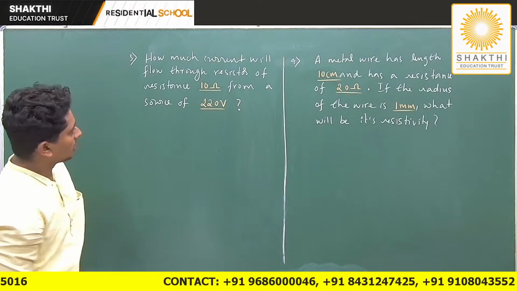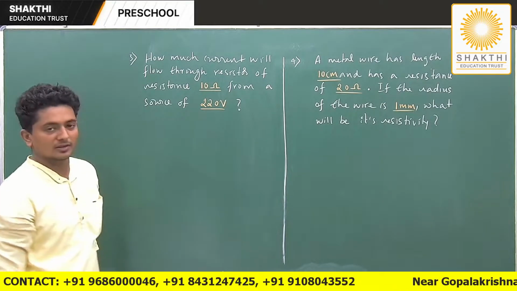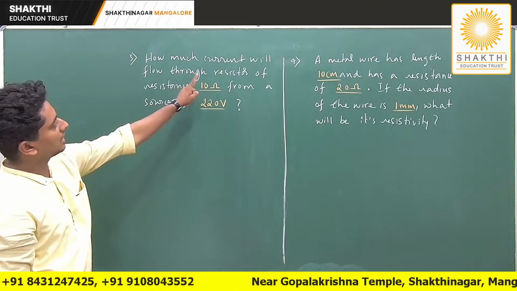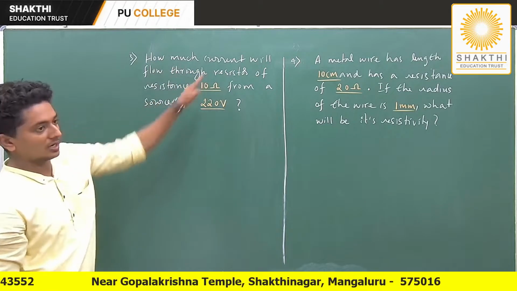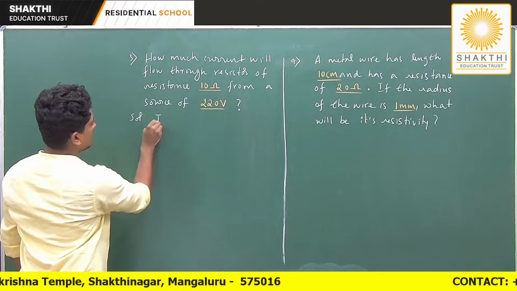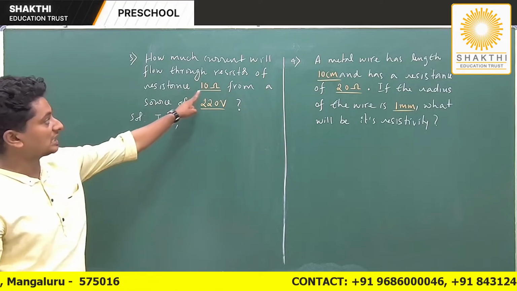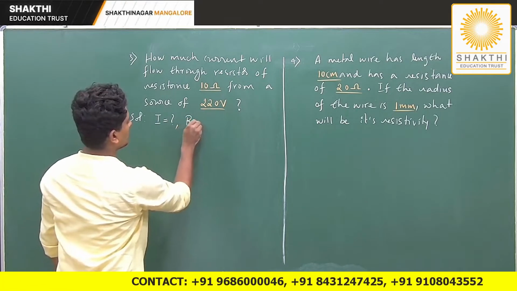Next, let us solve problems related to Ohm's law and the resistivity. So here I have written the formula. Let us read it carefully. So we have how much current will flow through a resistor. So you have to calculate how much current, that is I, you have to calculate. So I'll write solution. So I you have to calculate through a resistor of resistance 10 ohm. Resistance is given, so R is equal to 10 ohm.